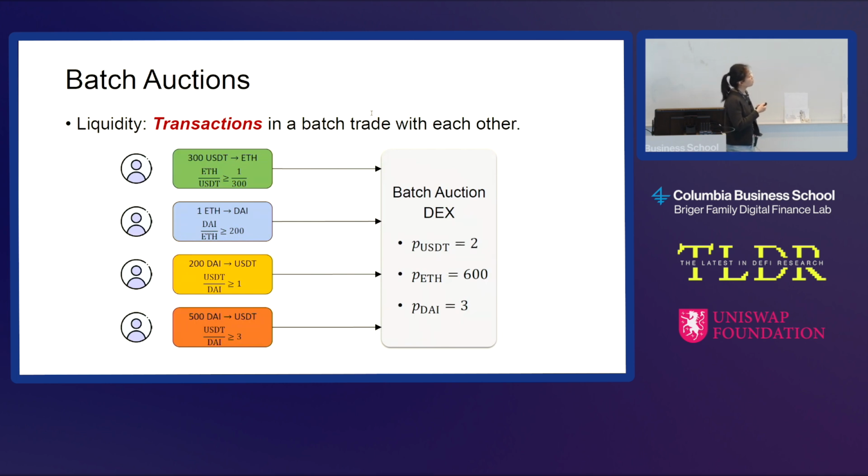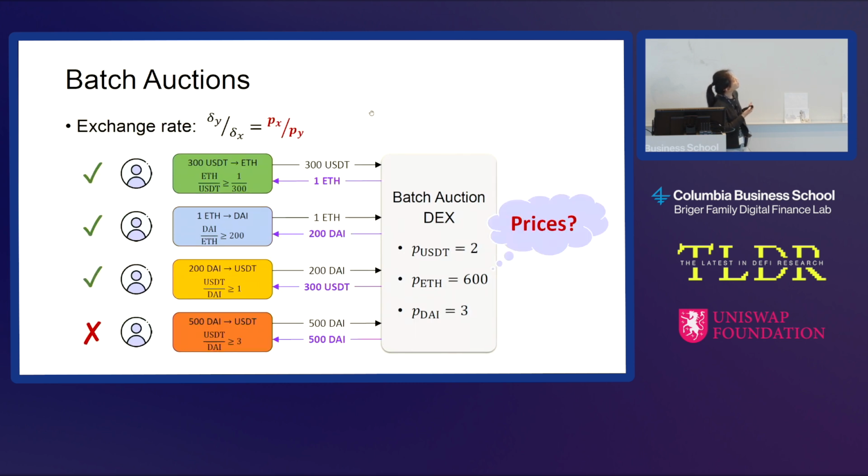With this price vector, we can answer the second question: the exchange rate is exactly the corresponding price ratio. For example, for the first transaction, exchanging USDT for Ether, we can find their prices are 2 and 600 respectively. So the exchange rate should be 2 over 600. As a result, the first one receives Ether. Similarly, the second one receives 200 DAI, and the third one receives 300 USDT.